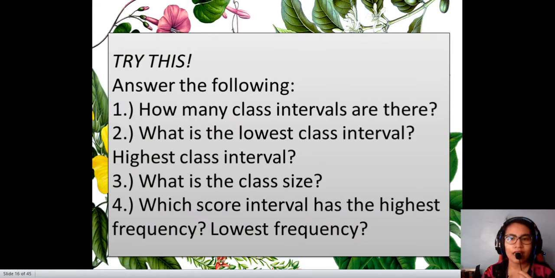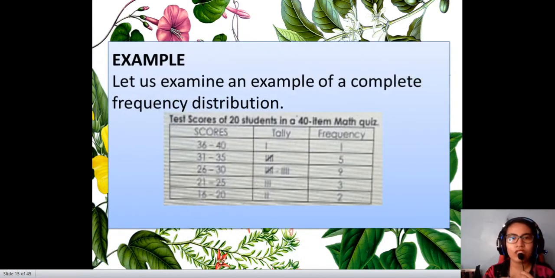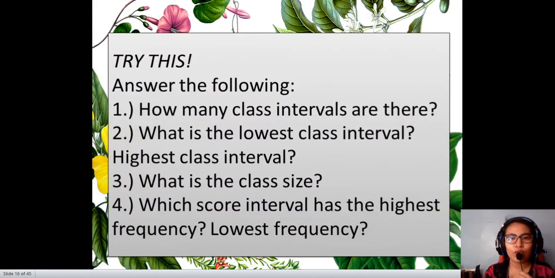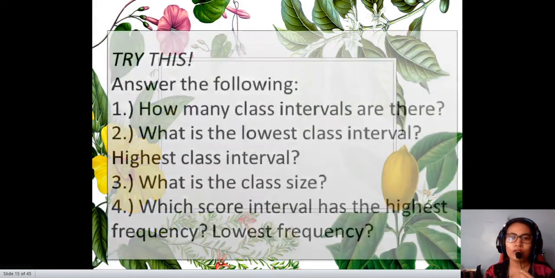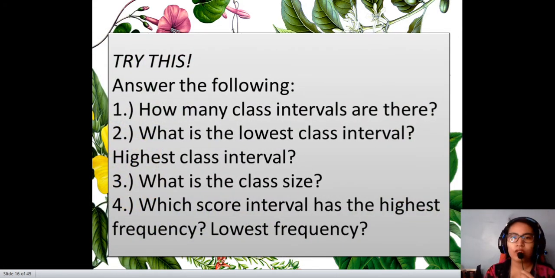What is the class size? If I have 36 to 40, 36, 37, 38, 39, 40, therefore my class size is 5. Next, which score interval has the highest frequency and lowest frequency? For the highest frequency, that will be our 26 to 30. And for the lowest frequency, that will be our 36 to 40. So therefore, that's the answer to our 4 questions here.